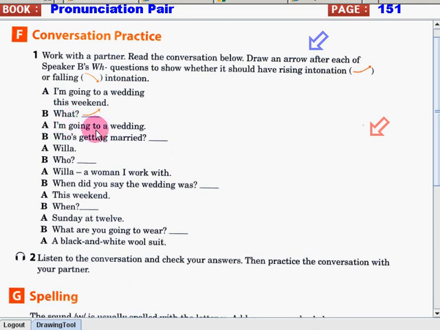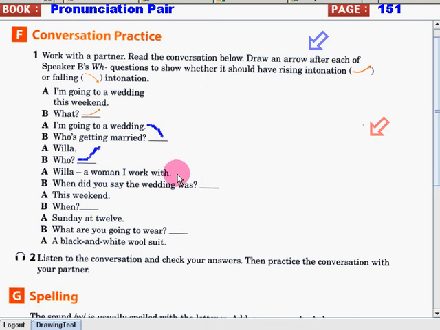I'm going to a wedding. Letter B. Who's getting married? Answer: down. Letter A. Willa. B. Who? Answer: rising.